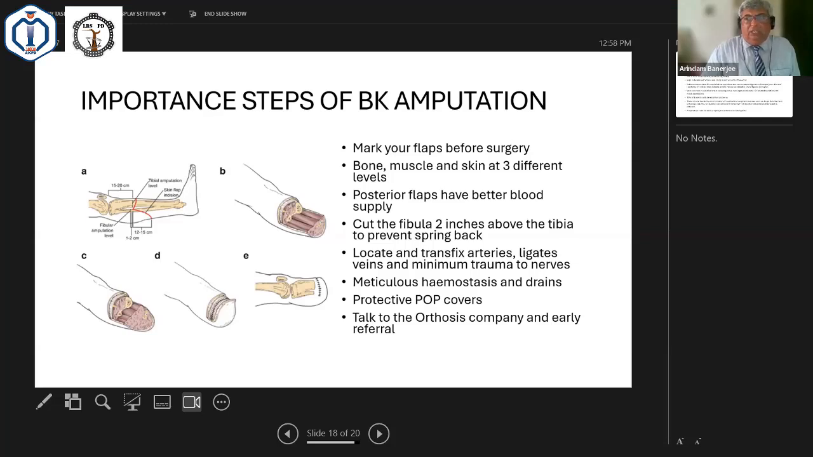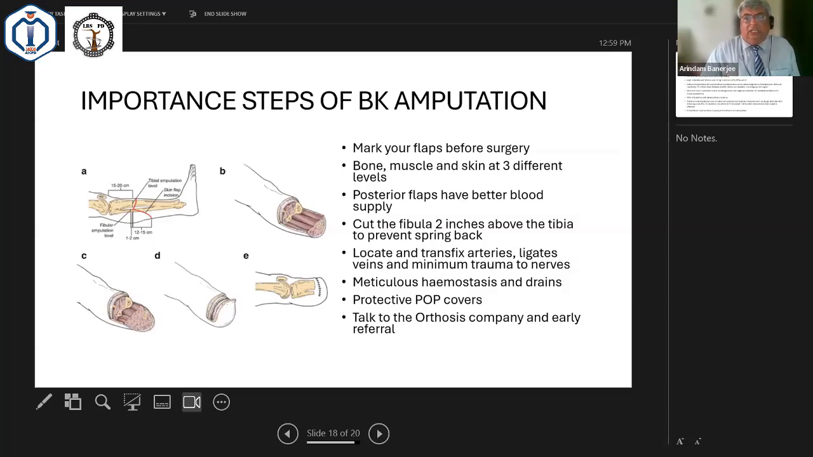But nowadays, the prostheses have developed so well that you don't necessarily have to stick to that guideline, but it's a good guideline to follow. What I would suggest is that you talk to the orthotist before you do the amputation if you have an opportunity, because they can give you a good idea. Now, when you are cutting the bone, I won't go into the steps, but just the highlights.